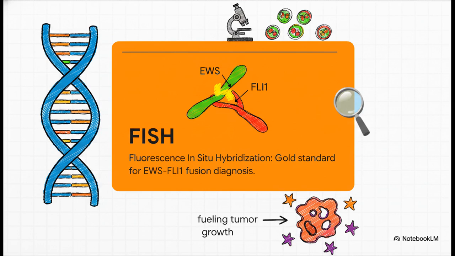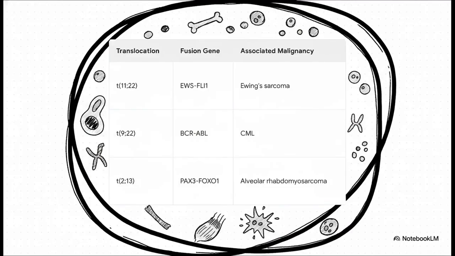We're hunting for the EWS-FLI1 fusion protein. Biologically speaking, you need to know that this fusion protein acts as an aberrant transcription factor. It specifically drives the EWS promoter to just continuously fuel that tumor growth. Now, board examiners absolutely love to test if you can distinguish Ewing's genetics from other classic translocations. So you've got to lock this specific table into your memory.